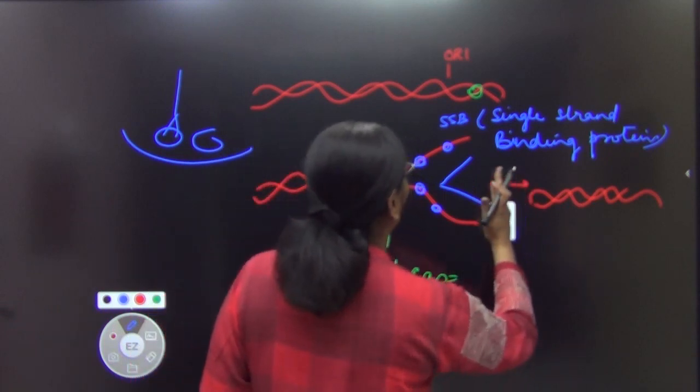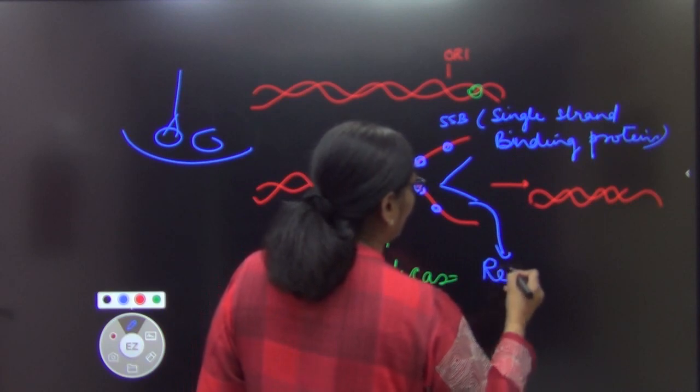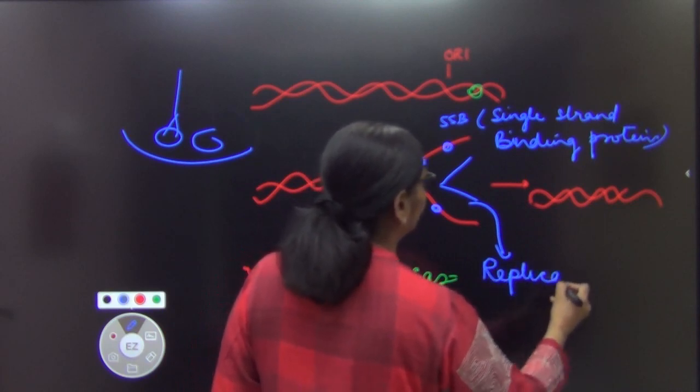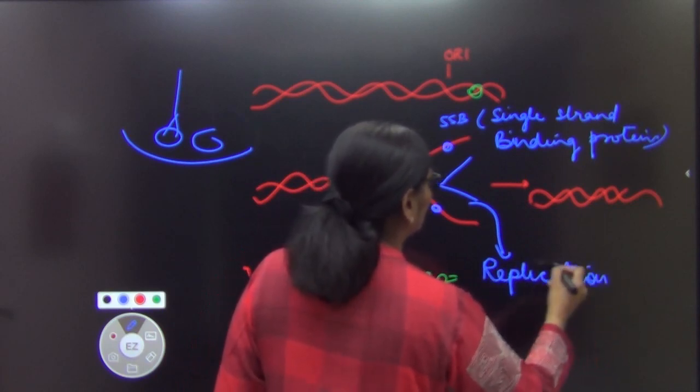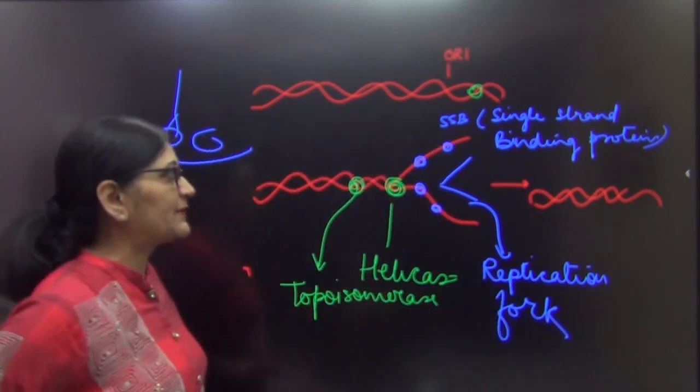So we are learning a lot of new words. Let me just write them. This is called as the replication fork. Replication fork, right? So सबसे पहले क्या हो गया?